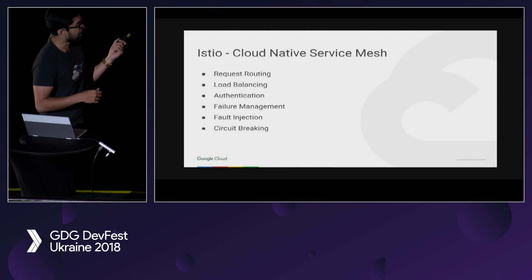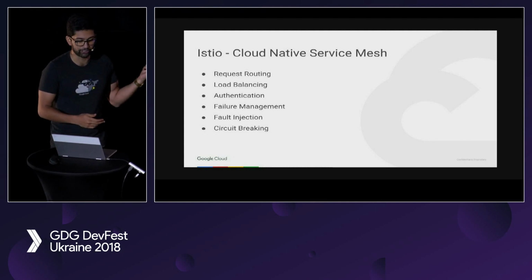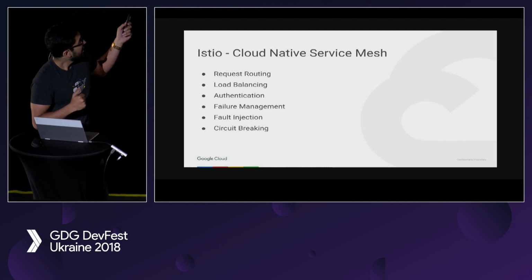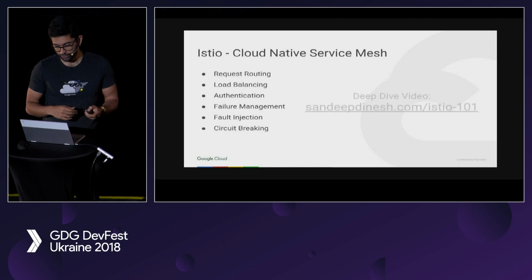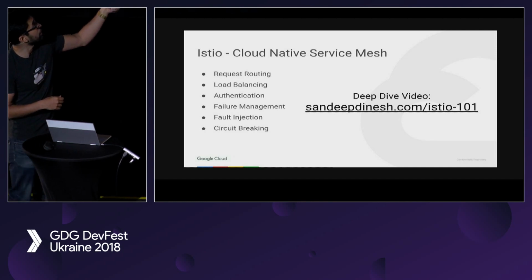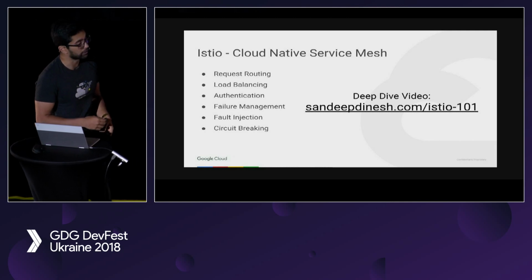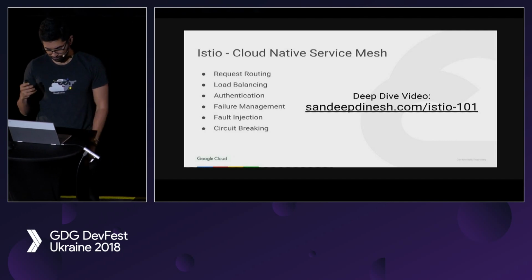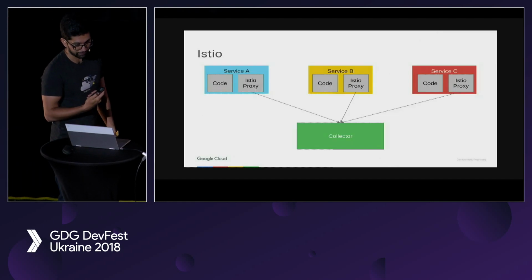Okay, so yesterday I talked all about Istio. We talked about all these things, or most of these things. We didn't talk about fault injection or circuit breaking, but it has all these features. I'm not going to talk about any of these. Again, if you want to learn more, you can go and see either the talk from yesterday that was on YouTube, or just go to this short link to one of the videos. All I want to talk about is the stats and the metrics for Istio, right?